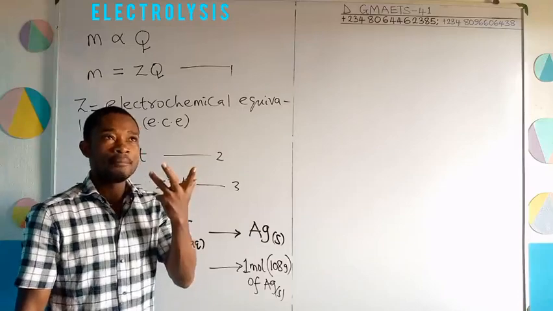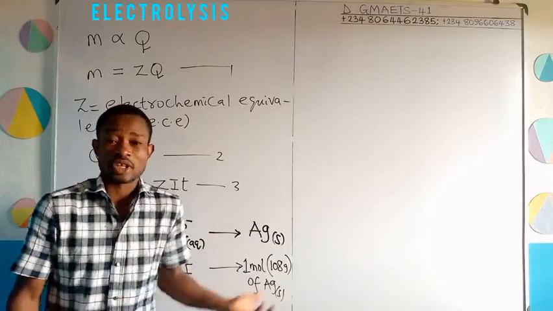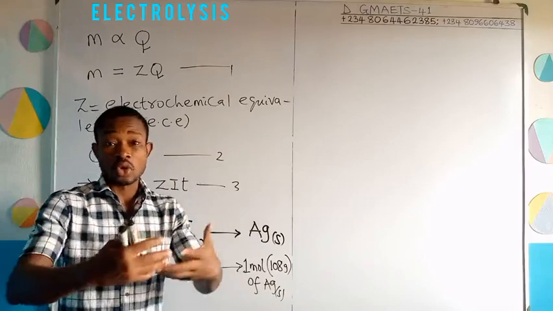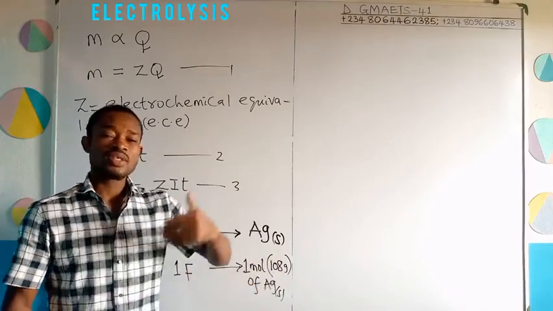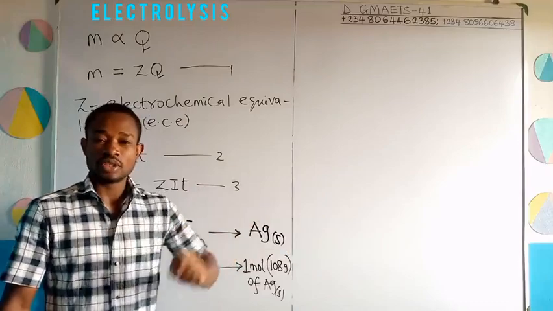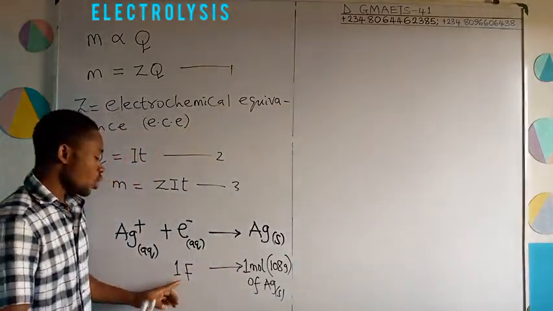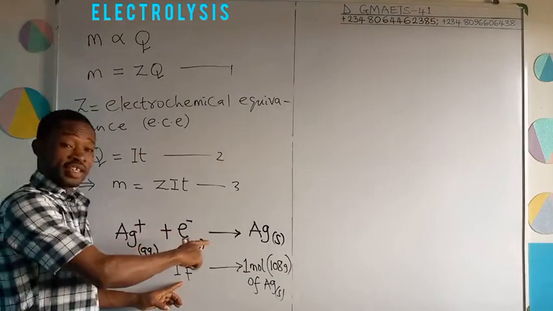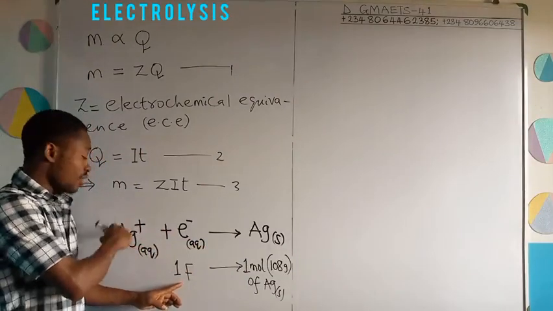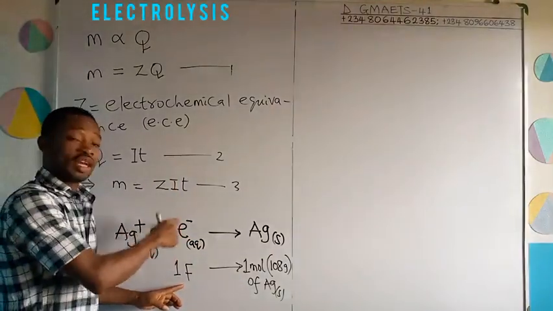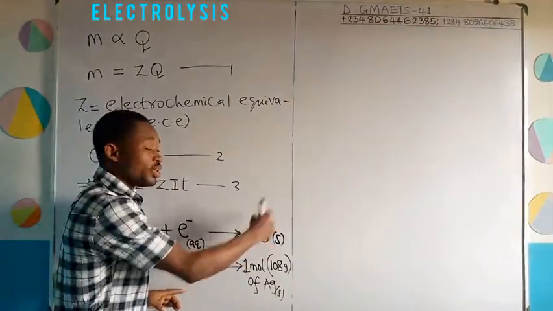Let us assume that maybe it is a sodium solution. You electrolyze sodium chloride, for example, and then sodium is deposited at the cathode. Sodium is univalent, positive 1. So we'll just write that 1 Faraday will follow this reaction: Na+ plus 1 electron, then sodium metal will be discharged.